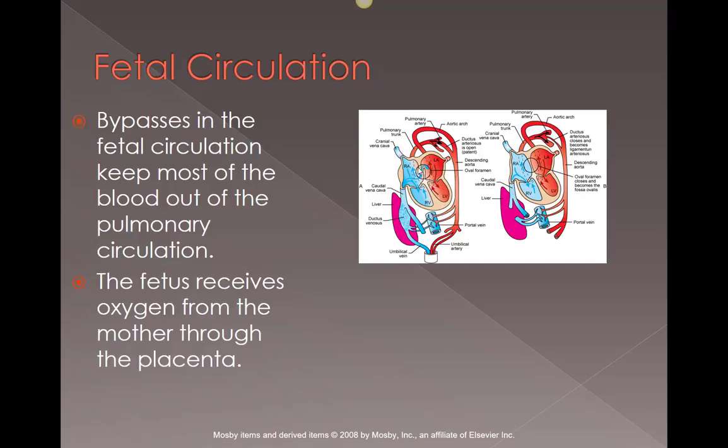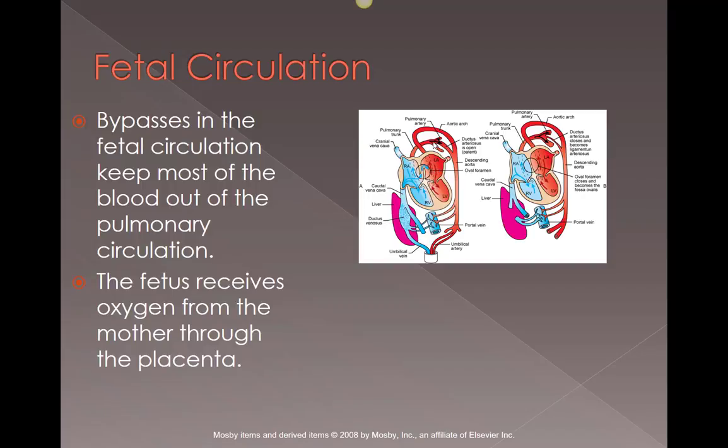One of them is there's actually a hole right here in the heart. It is named the oval foramen, also known as the foramen ovale. This allows, when the right atrium contracts, some blood to be forced over into the left atrium. So blood will pass from the right atrium to the left atrium through this hole.